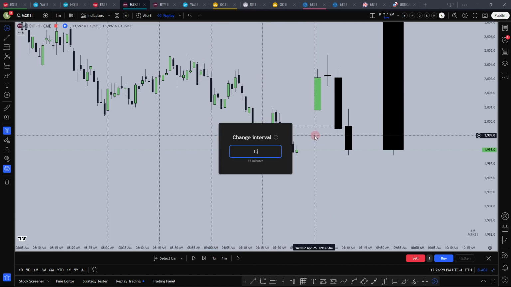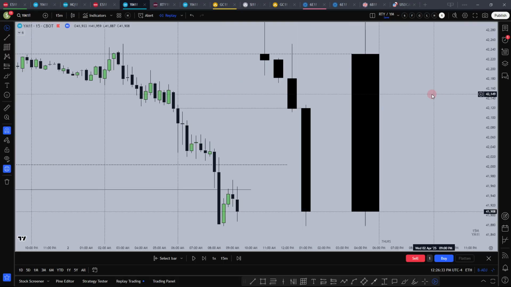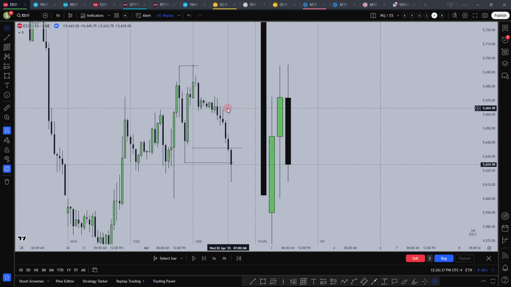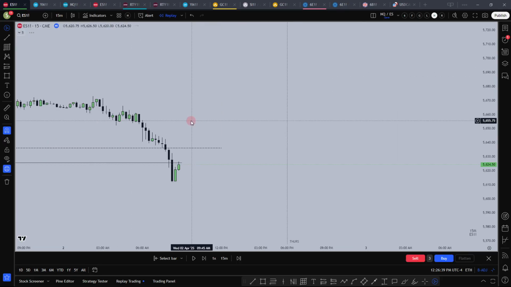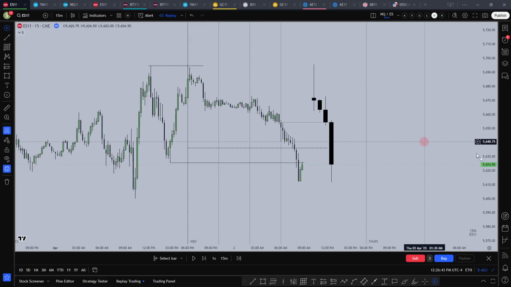Going back to the M15 RTY. Previous day low being hit. Now ES and NQ 15 minute. This being the relevant swing resting around EQ of previous day's range.